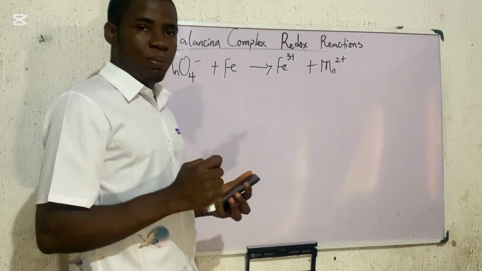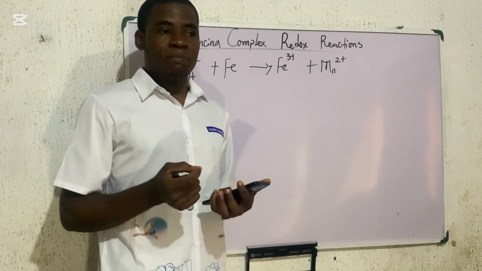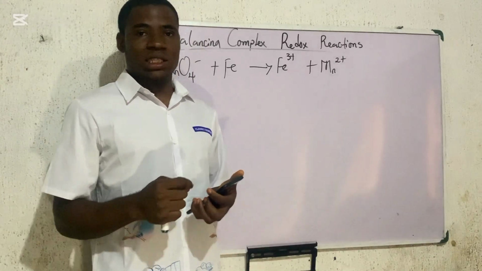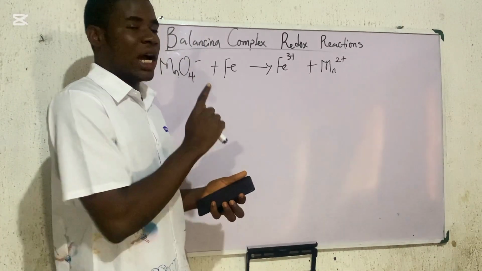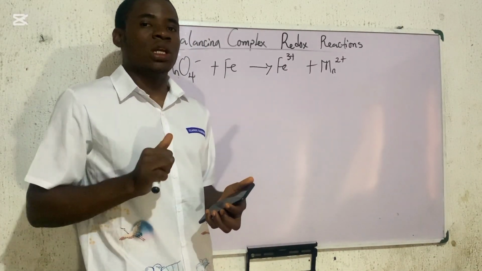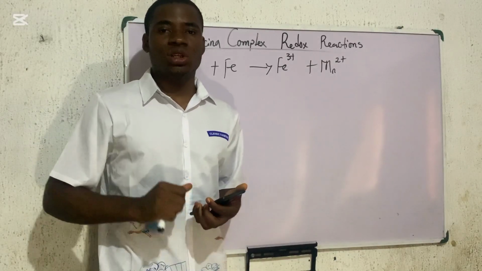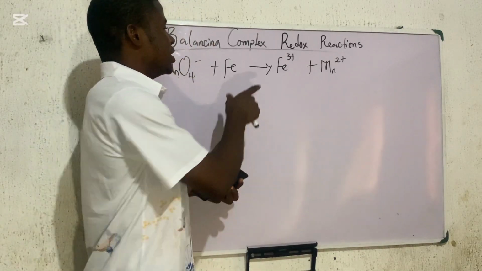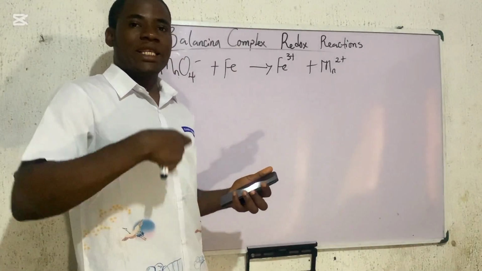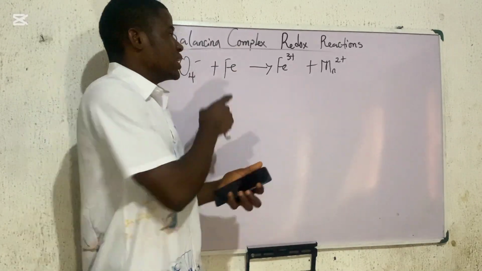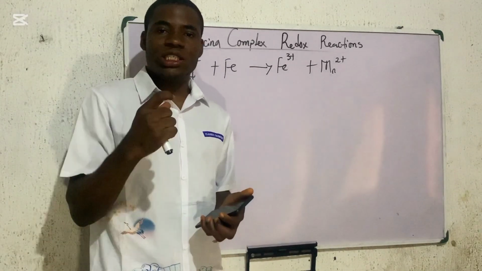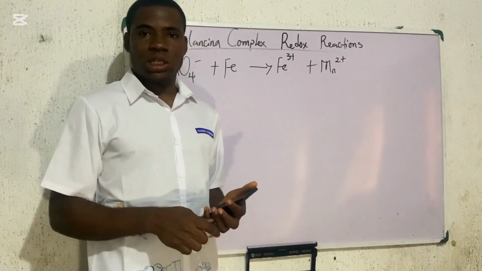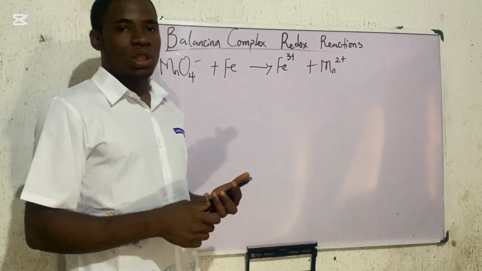For balancing complex redox reactions, we have balancing in acidic condition and balancing in basic condition. In this video, I'm going to first balance in acidic condition, because for you to balance in basic condition, you need the steps in acidic condition. My next video will be balancing the same in basic condition. So let's balance this in acidic condition.